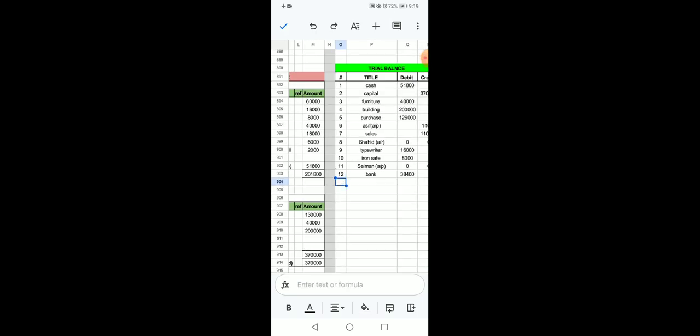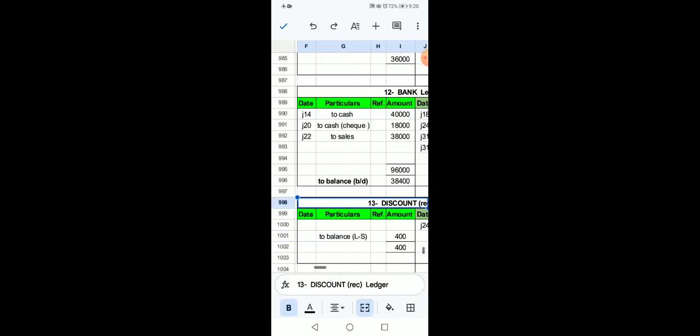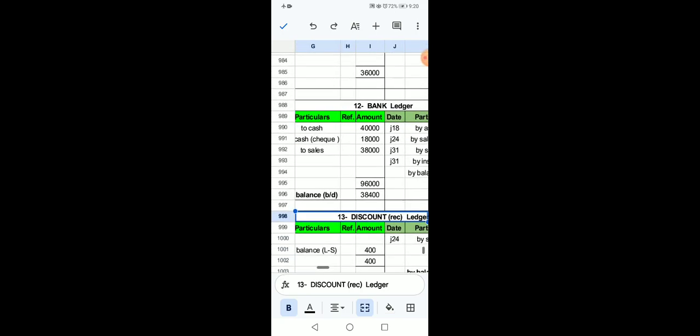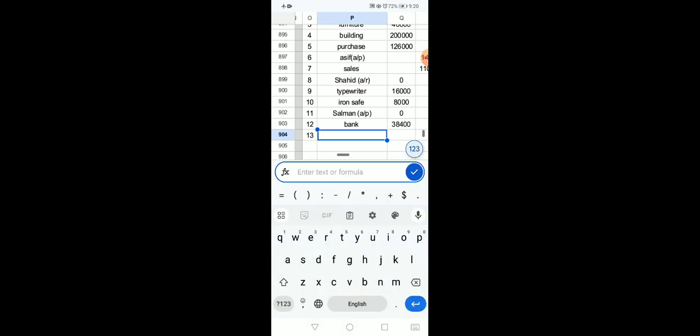It's time to see the 13th ledger. First we will see what the title of the 13th ledger is. That is discount. So you will have to see whether it is discount allowed or discount received. So you will write the title discount received first in the title column. It is discount received.